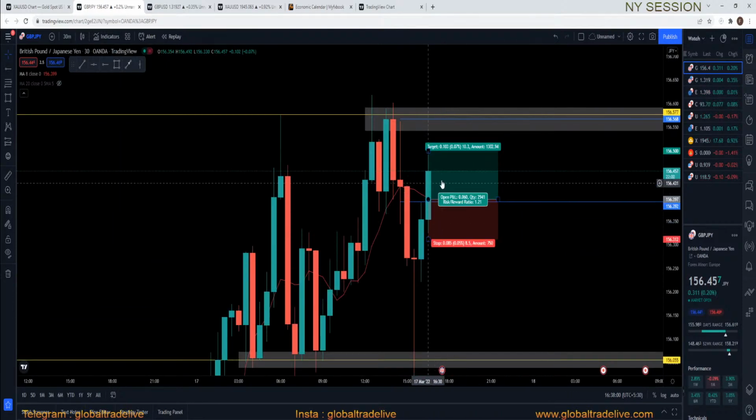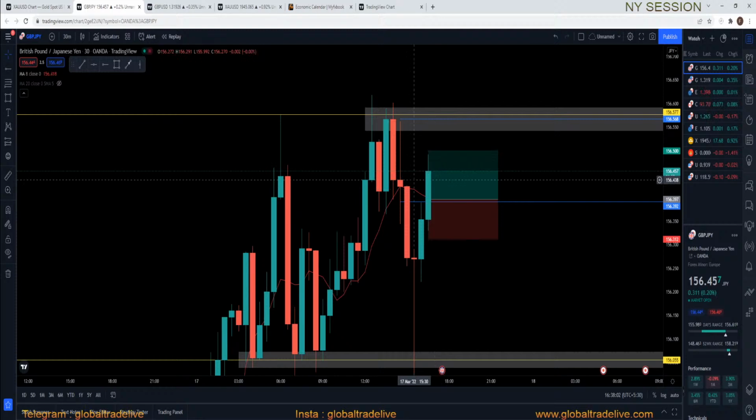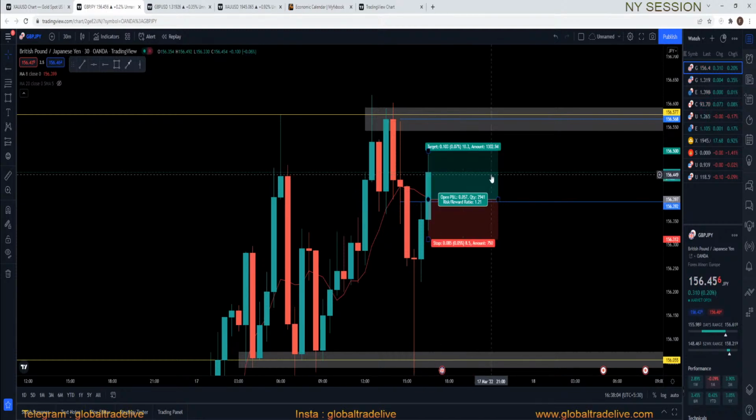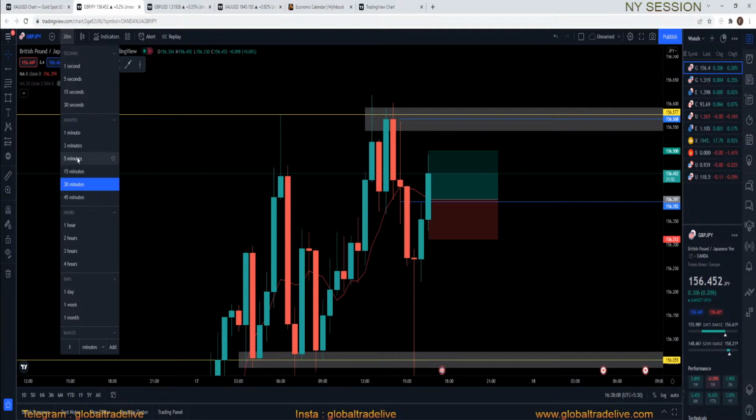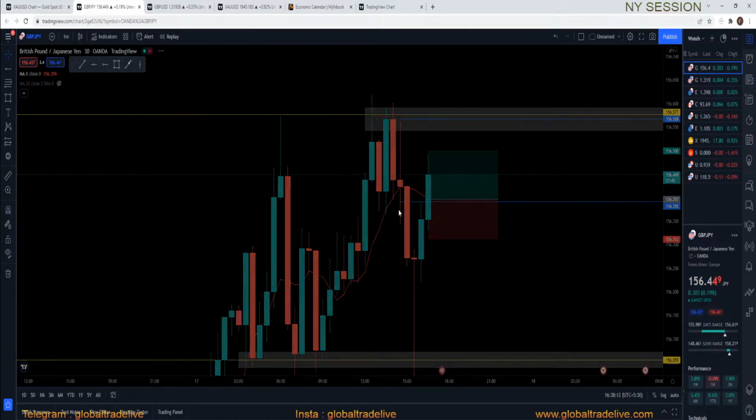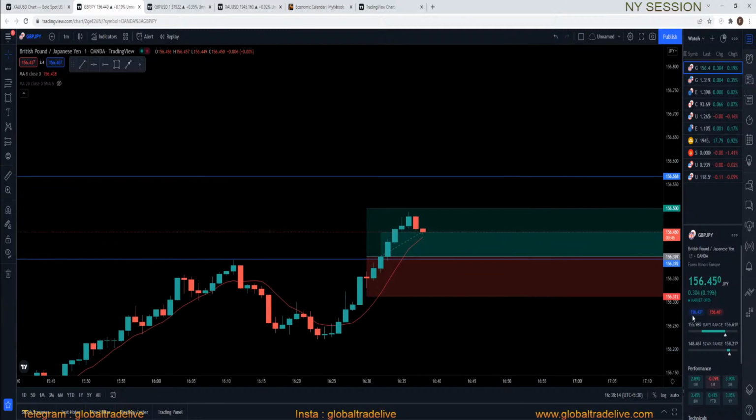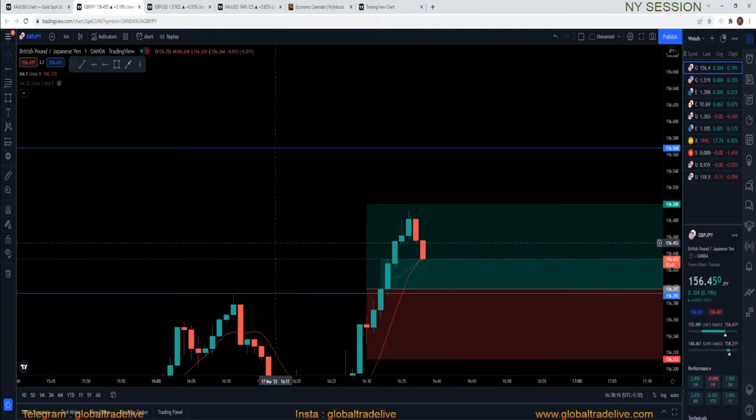But also, if it comes back to the entry point, I'm going to close half and manage the risk, and that's it. There's nothing else we can do. We can just wait and watch the market. We just need a single push to the upside now. I think it's coming to break even now.